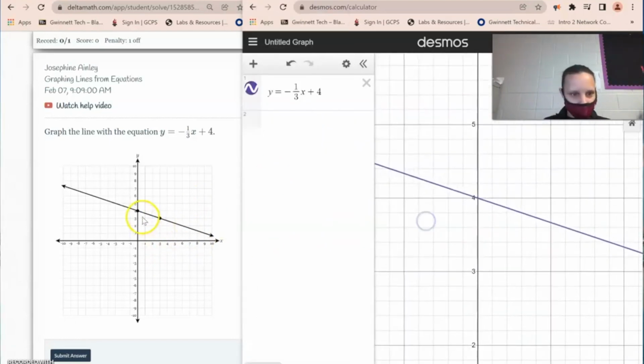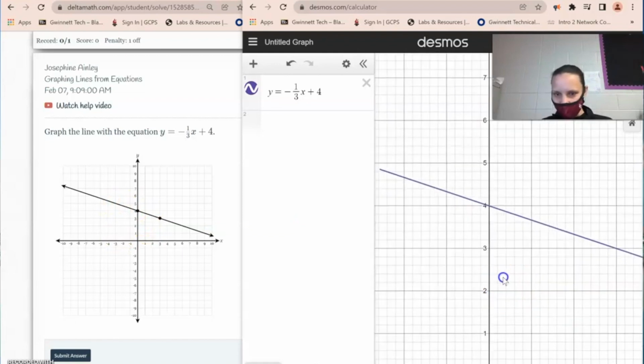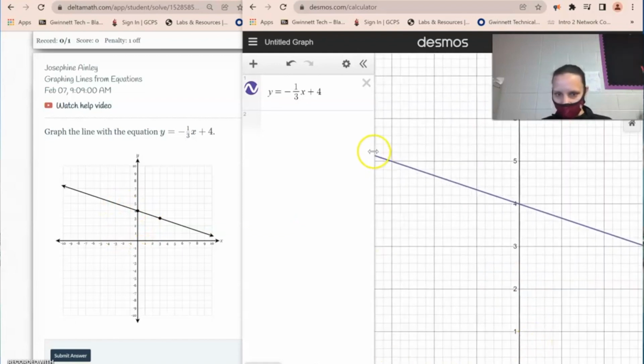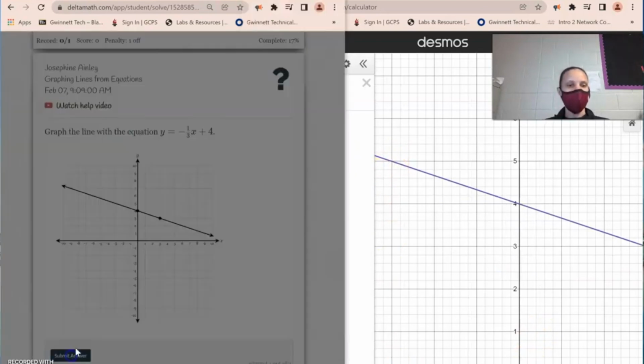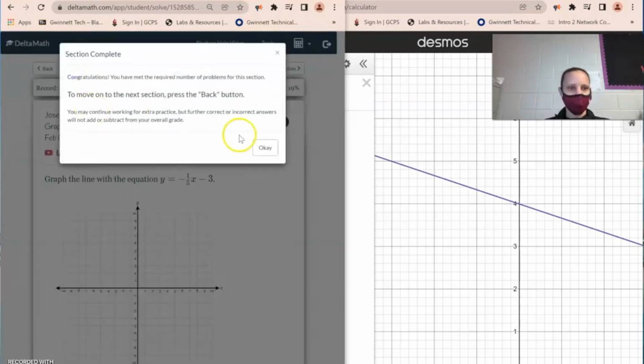Okay, so I'm just going to double check. Looks like there's a corner here at negative 3, 5. So I'm going to just kind of zoom out. Negative 3, 5, negative 3, 5. And there's a corner right there. So now I've double checked my answer. That is correct. So all you're doing is putting it in and transferring it over.